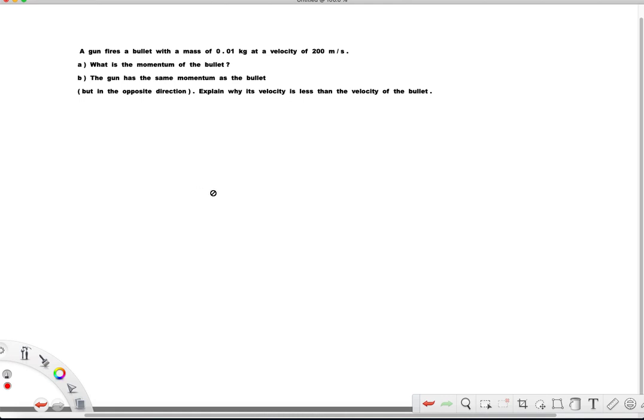So, a gun fires a bullet with a mass of 0.1 kilograms, 0.01 kilograms, sorry, at a velocity of 200 meters per second. What is the momentum of the bullet? Well, momentum is mass times velocity, which is 0.01 times 200, which is 2 newton seconds. The gun has the same momentum as the bullet, but in the opposite direction. Explain why its velocity is less.